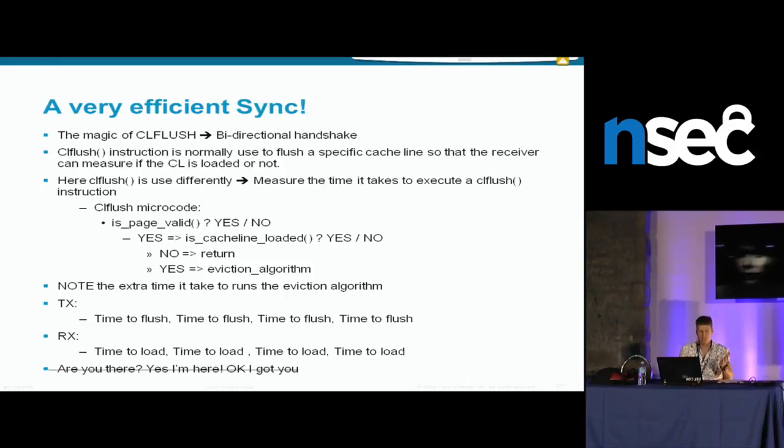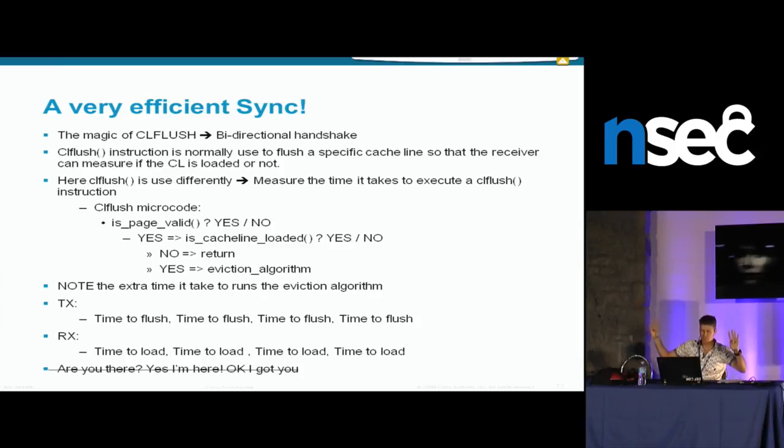So the trick here for the synchronization is that on the server side, I do CL flush four times, let's say. Four times CL flush. Every time I run that instruction, I expect the time to run that instruction to be small, right? And on the RX side, what I do is I load this cache line, and load this cache line. So I expect that to be fast.